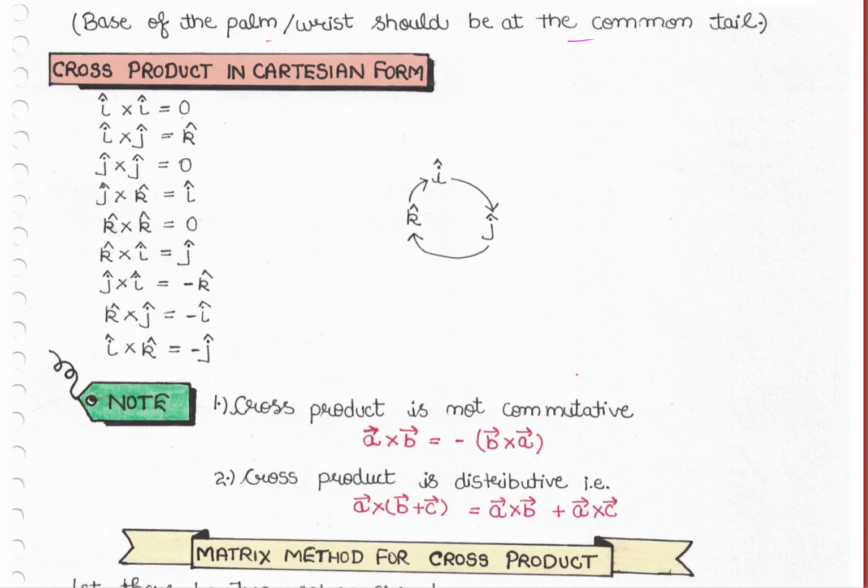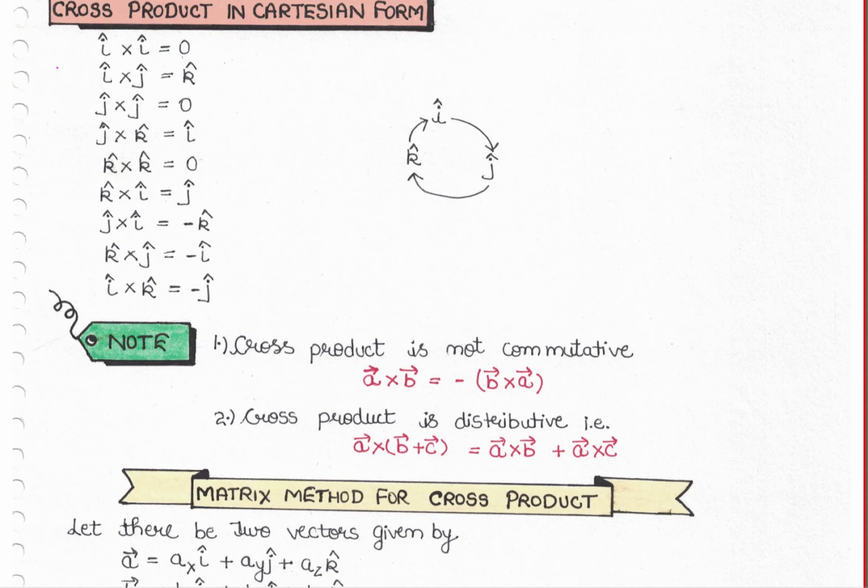Now cross product in Cartesian form. Here i cross i is equal to 0, i cross j is equal to k cap, j cross j is equal to 0, j cross k is equal to i cap, k cross k is equal to 0, k cross i is equal to j, j cross i is equal to minus k, k cross j is equal to minus i, and i cross k is equal to minus j.